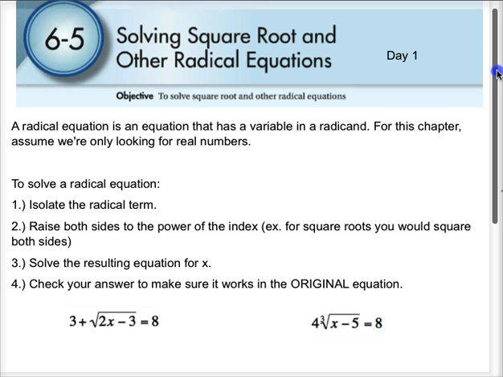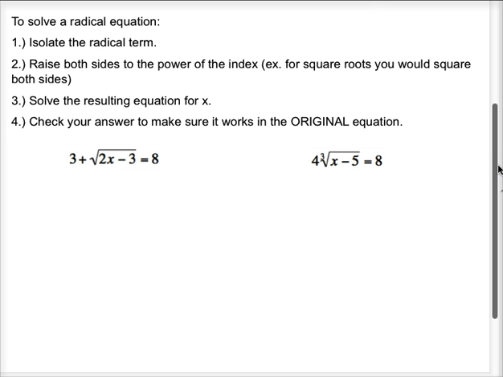So, the steps to solving any radical equation, hopefully you remember from Expo. The first thing we're going to do is isolate the radical term. We need that radical term by itself. Once we do that, we're going to raise both sides to the power of the index. What I mean by that is if you're dealing with a square root, you square both sides. If you're dealing with a cube root, you cube both sides. So pretty logical, something I believe will make sense to you. Then your third step is solve the resulting equation for x. Then finally check your answer to make sure it works in the original equation.